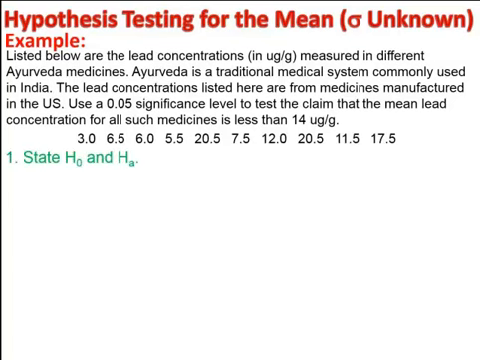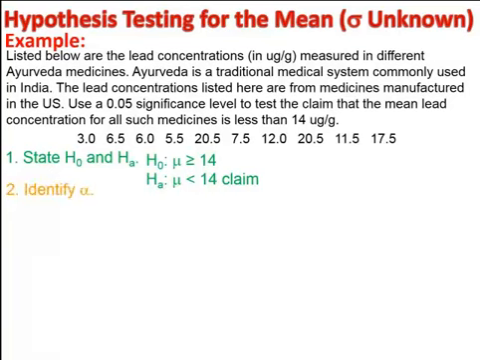The first thing we always want to do is identify your hypothesis statement. In this case, you see that they're asking us to test to see if the mean is less than 14, which would be our alternative statement. So the complement would be greater than or equal to for our null.